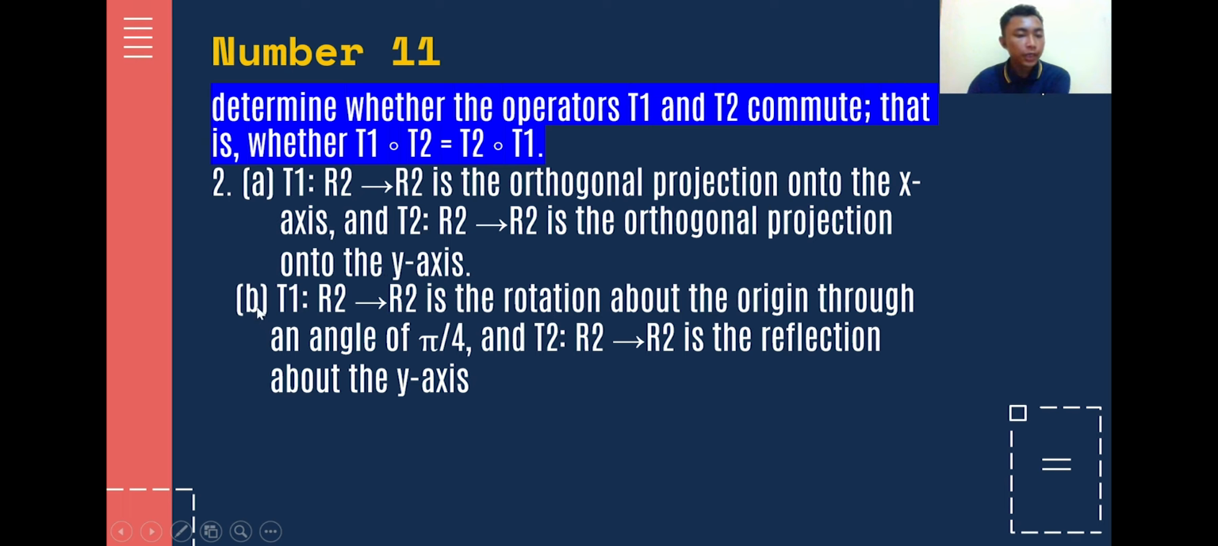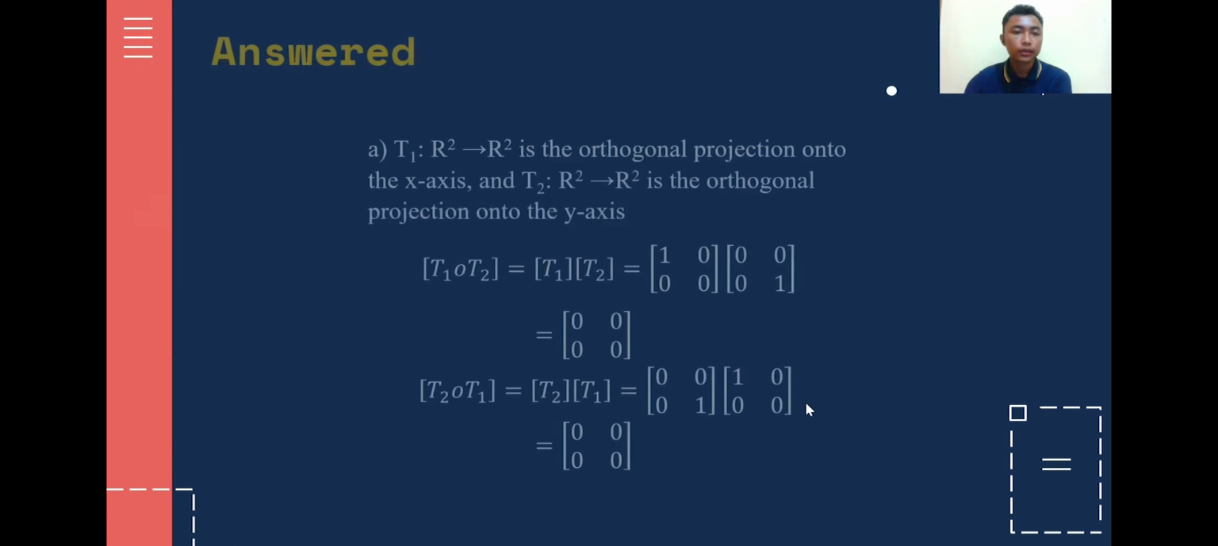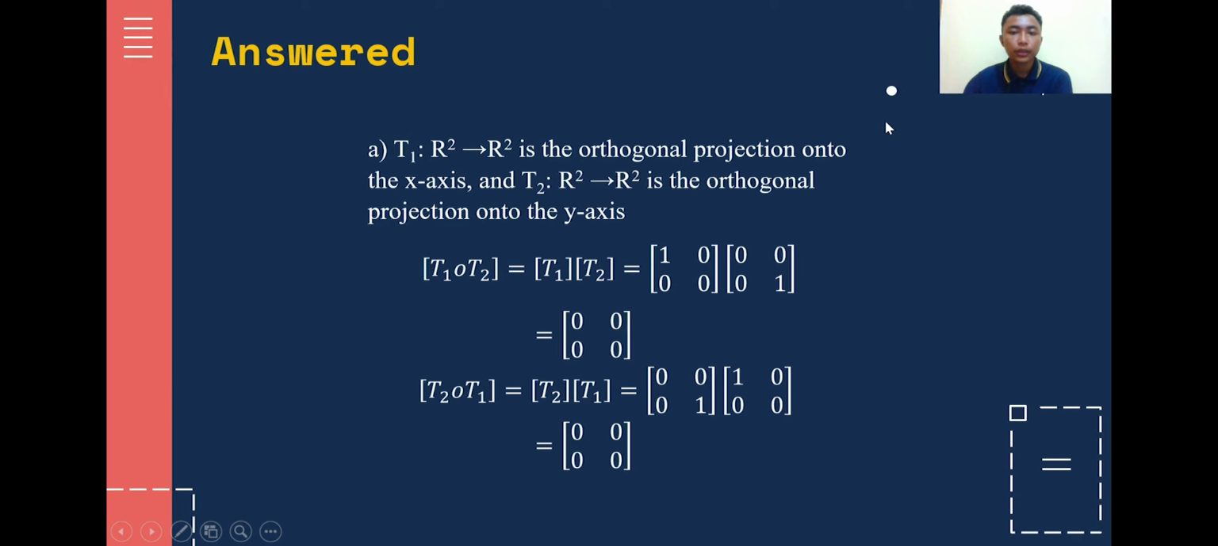In part B, T1 from R2 to R2 is the rotation about the origin through an angle of π/4, and T2 from R2 to R2 is the reflection about the y-axis. So whether the result will be the same or not, we will check. So first, the orthogonal projection onto the x-axis and the y-axis.